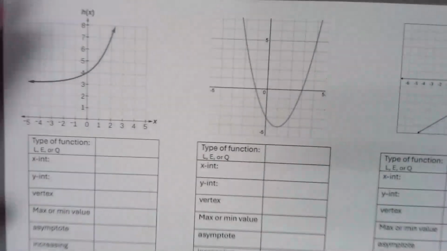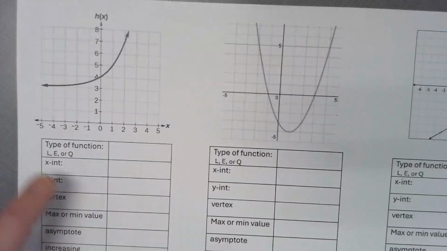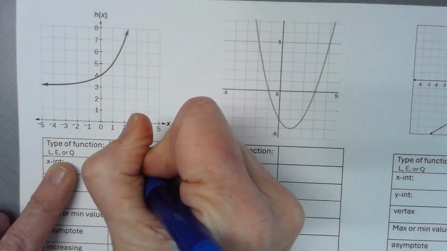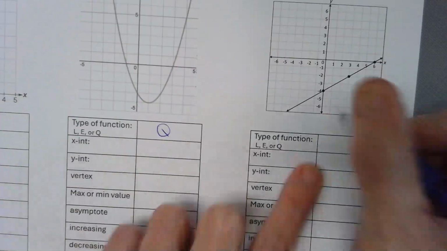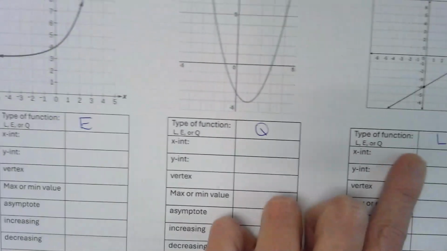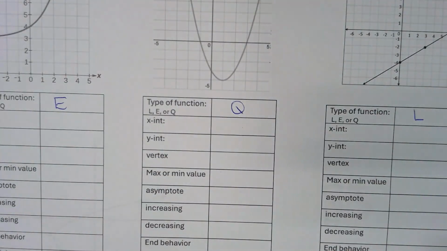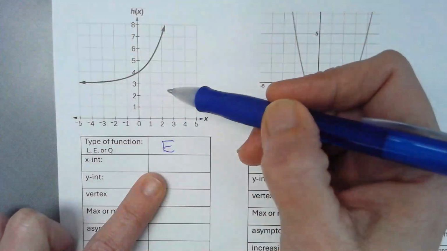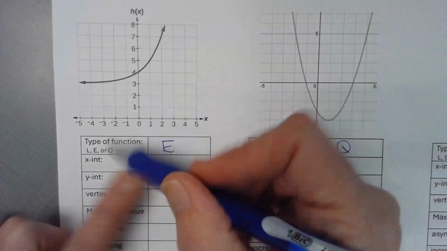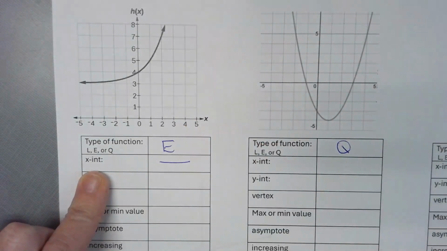All right, so first of all, let's start with the easy stuff. This guy here is an exponential model. In the middle, a quadratic model and a linear. I'm pretty certain we probably can do that part right now, okay? All right, let's do this exponential, okay? X-intercept, there is not one.